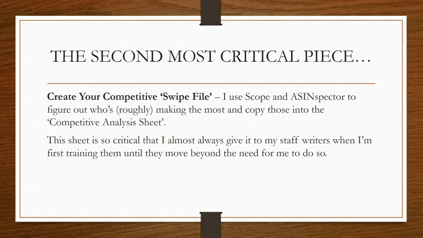While I use Scope and Ace Inspector to figure this out, there are other tools that tell you approximately how much money someone is making with their product every single month. If you don't have one of those tools, that's fine. What you can do is just type in the main keyword and then look at the top couple of non-sponsored, unsponsored results that are showing up that are relevant to your product. You can guess because they're showing up on page 1 that they're making some pretty good money.